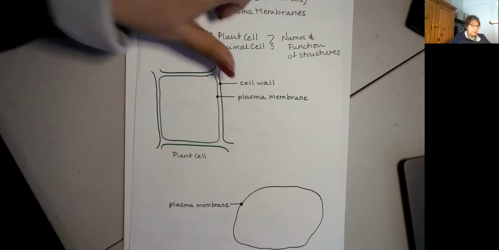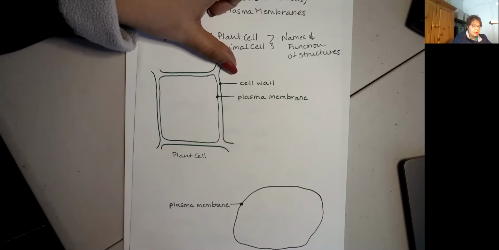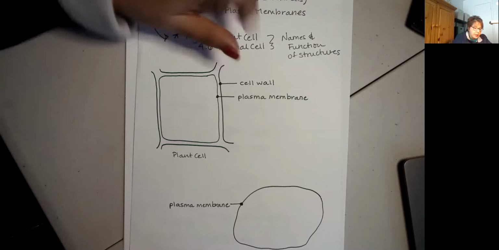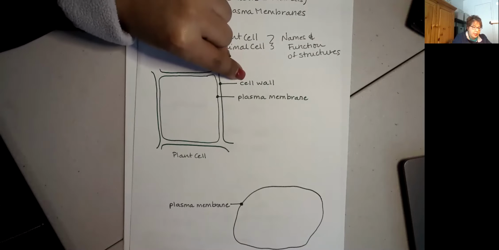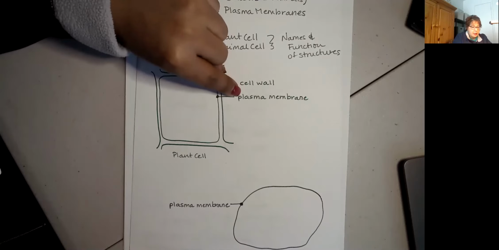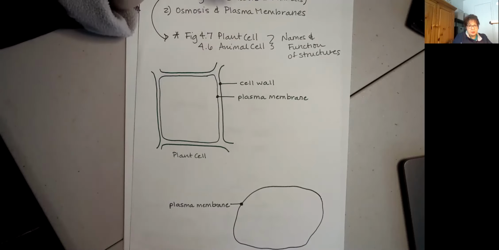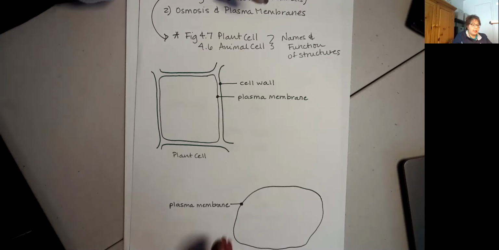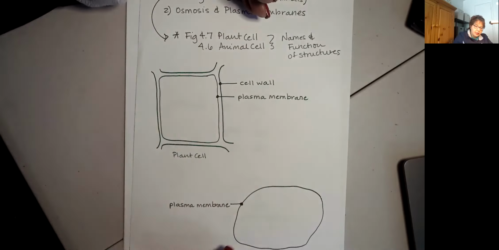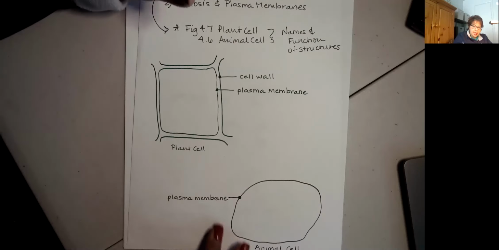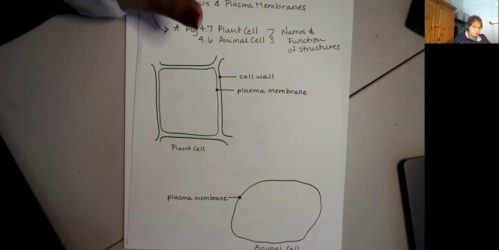So the cell wall is not exactly the same as a cell wall in a bacterial cell, but it has a similar function in that it's for protection. The plasma membrane, you can think of it as like the skin of the cell, so to speak. This is what holds everything inside of the cell. Same thing for the animal cell. It's kind of like its skin. It's what separates the outside world from the inside of the cell, the plasma membrane.